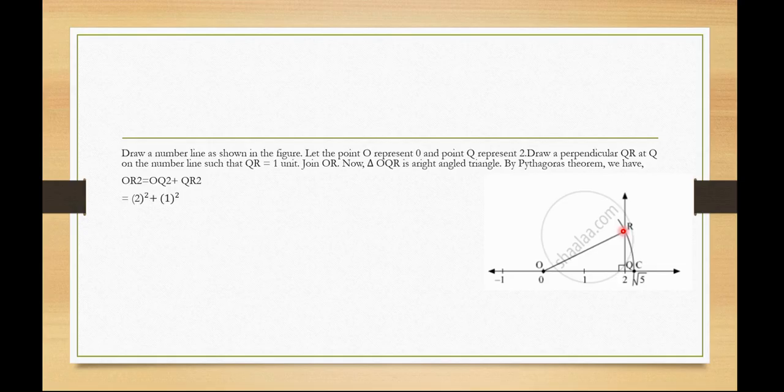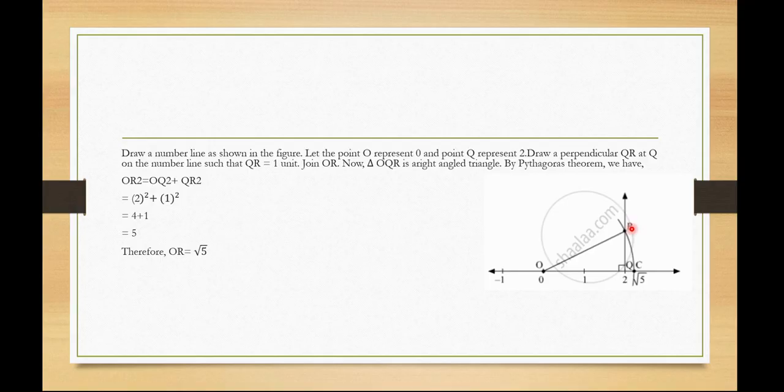So 2 square plus 1 square, that's 4 plus 1. 2 square is 4 and 1 square is 1. After that, 4 plus 1 is 5, and therefore OR is equal to root 5.